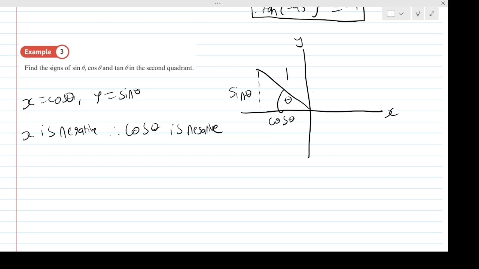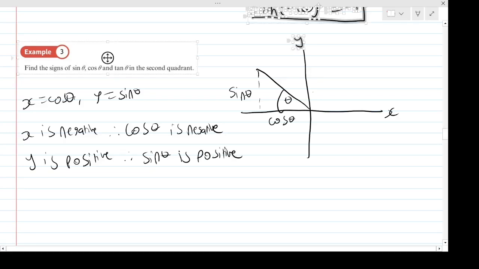Right? And also y would be positive because it's on the positive y-axis, right? If we extended it, when we extend this line, that point here has a y coordinate, and it's on the positive y part. Well, again, the y part then is positive because it's on the positive y-axis. So therefore, y is sine theta. So we can say that sine theta would also be positive in the second quadrant. But then it's talking about tan.